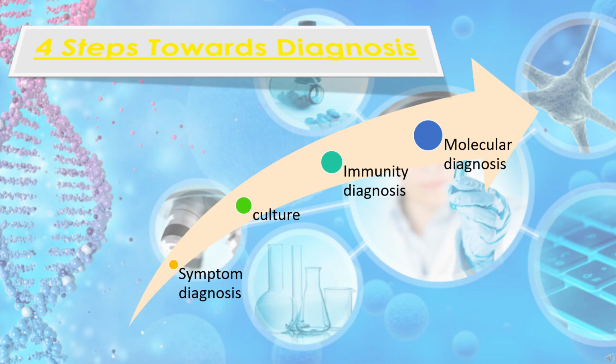Here are the basic 4 steps of diagnosis. First one is symptom diagnosis, in which signs and symptoms are diagnostic indications of an illness, injury, or condition. Signs are objective and externally observable. Symptoms are a person's reported subjective experiences.